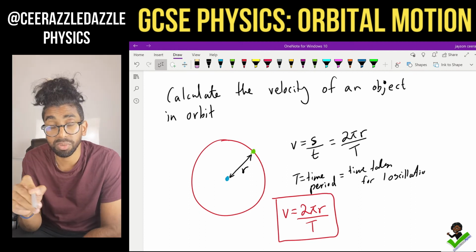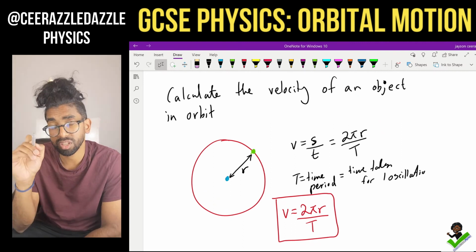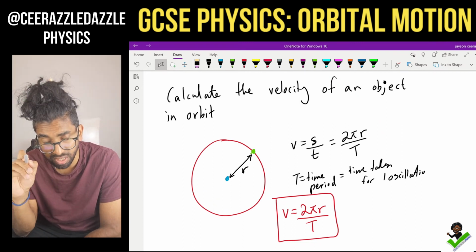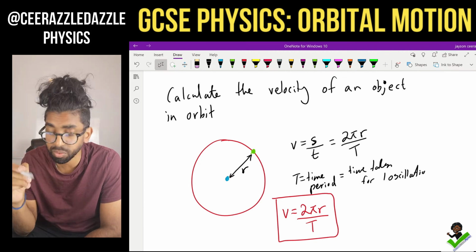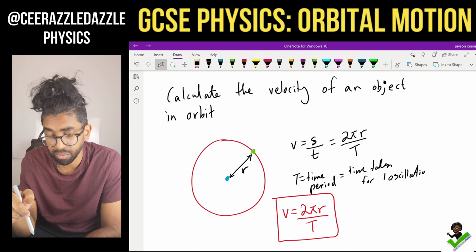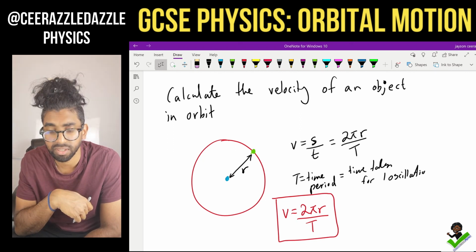Scrolling down, calculate the velocity of an object in an orbit. We know the velocity is going to be the displacement divided by time. For one rotation, the displacement is going to be 2 pi r, that's the circumference of the circle. The time is going to be the time period, which is capital T. There we go. So we get velocity is equal to 2 pi r divided by T.